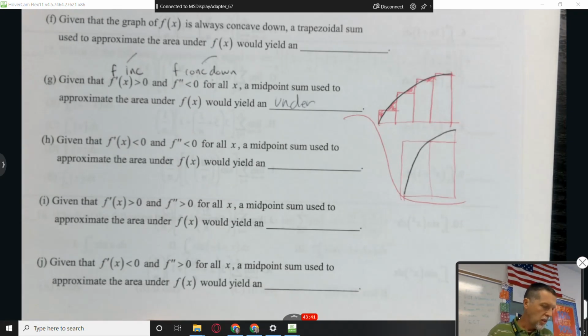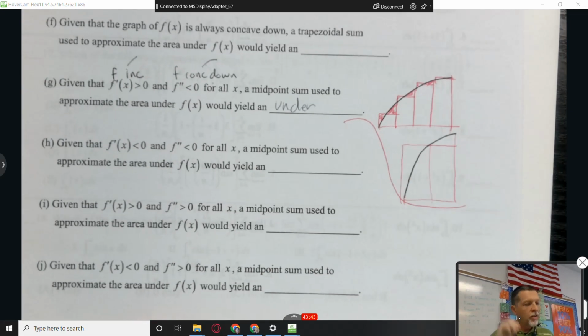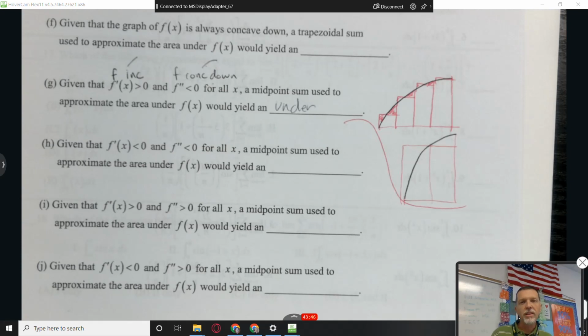All right, so we'll answer some more of those, and then tomorrow we'll sort of connect the dots between antiderivatives and area.